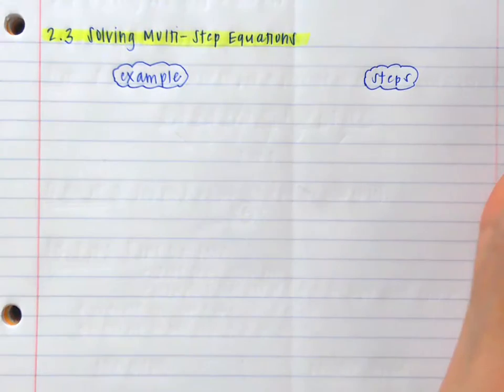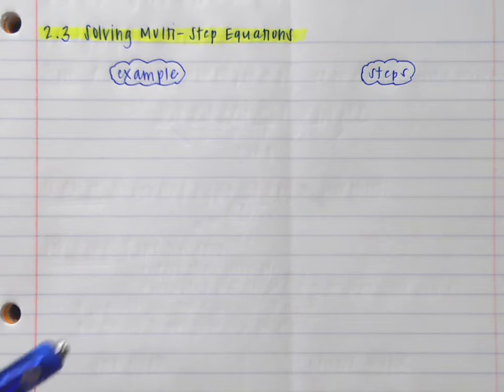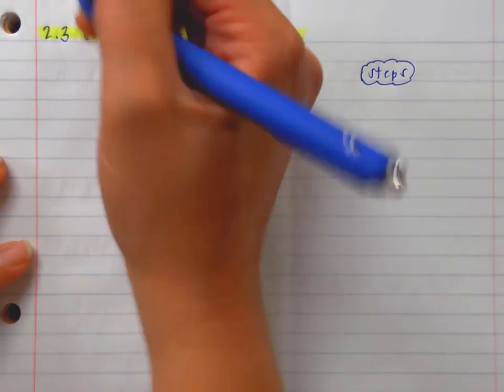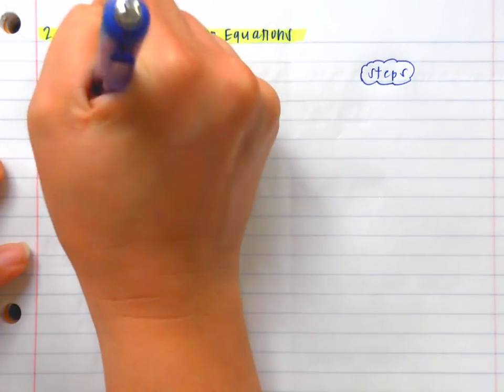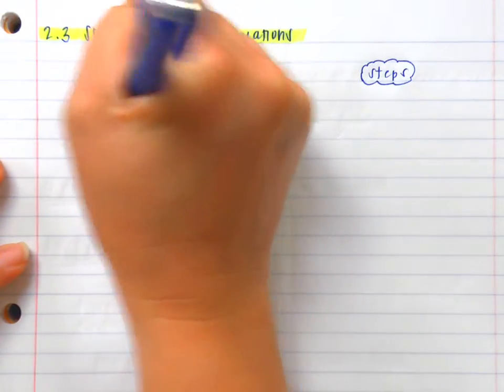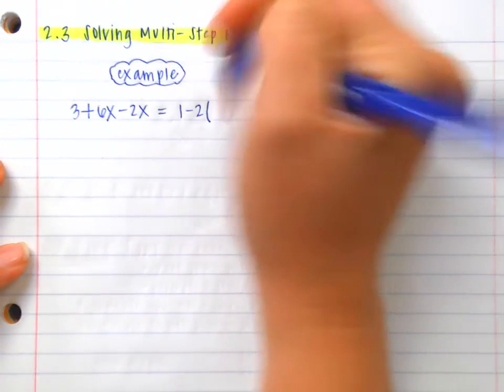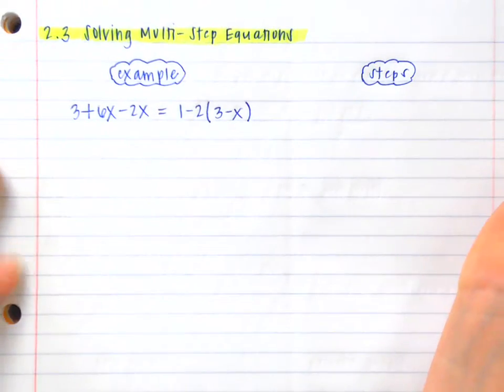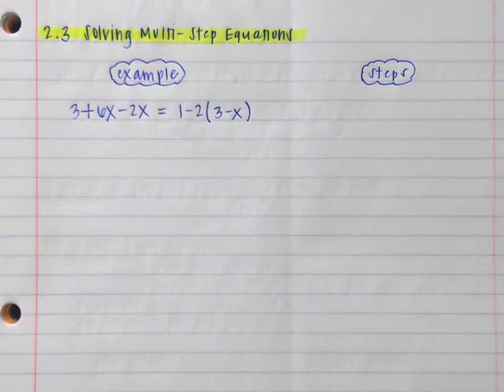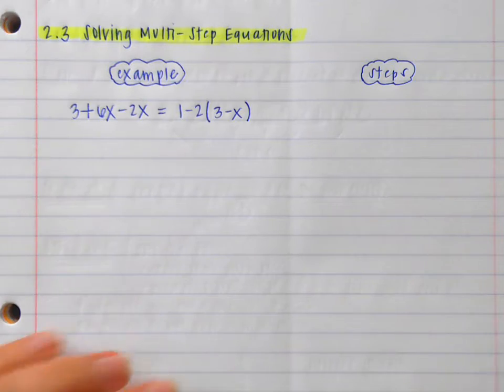Okay, so my example, like I said, we're going to start off big and then scale it back, but I just want you to be able to see everything involved. So we're going to have 3 plus 6x minus 2x equals 1 minus 2 times (3 minus x). My first step here is to distribute so there are no parentheses left in the equation.